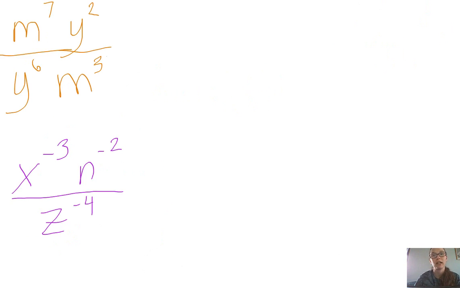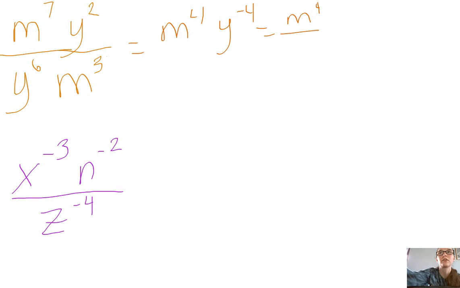So let's get a little bit more complicated. And let's make sure that the exponents stay positive. So we have m to the 7th times y to the 2nd all over y to the 6th power times m to the 3rd. Now I can use the quotient rule, and that would tell me this is m to the 4th power and y to the negative 4th. So then I'd flip it, so it's m to the 4th power over y to the 4th.